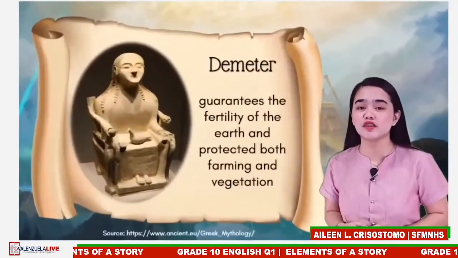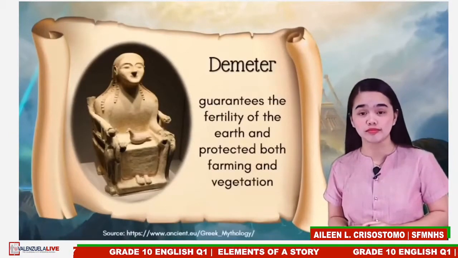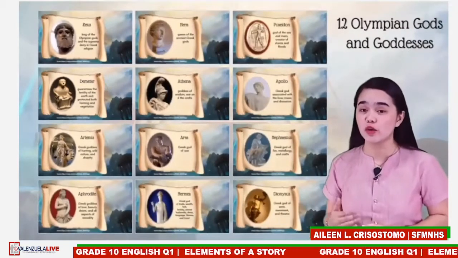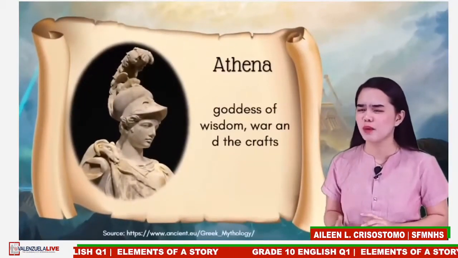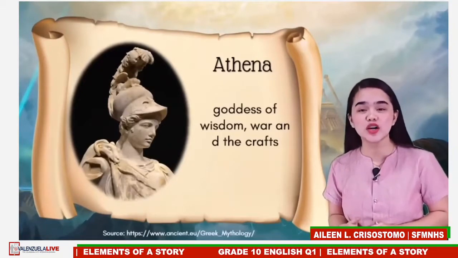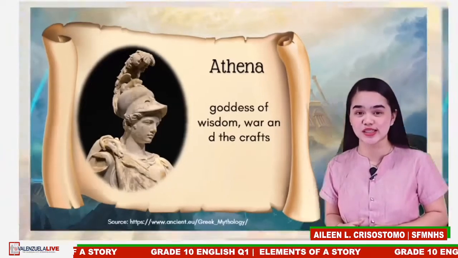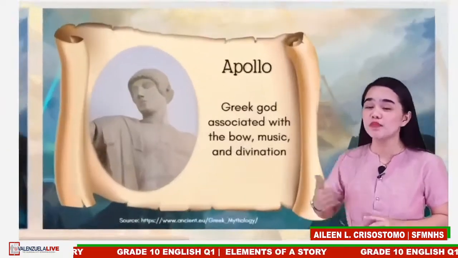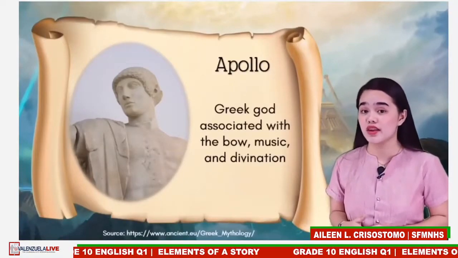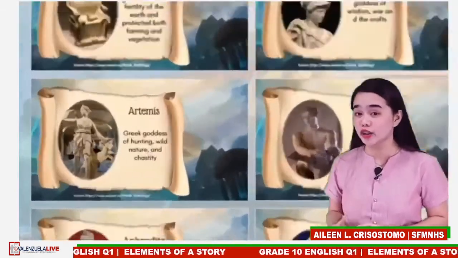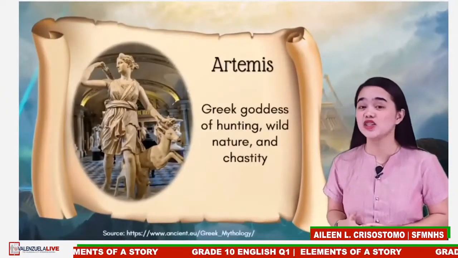Demeter guarantees fertility of the earth and protected both farming and vegetation. Goddess of wisdom, war, and crafts, Athena is possibly the wisest, most courageous, and certainly the most resourceful of the Olympian gods. Apollo is a major Greek god associated with bow, music, and divination. Artemis is the Greek goddess of hunting, wild nature, and chastity.